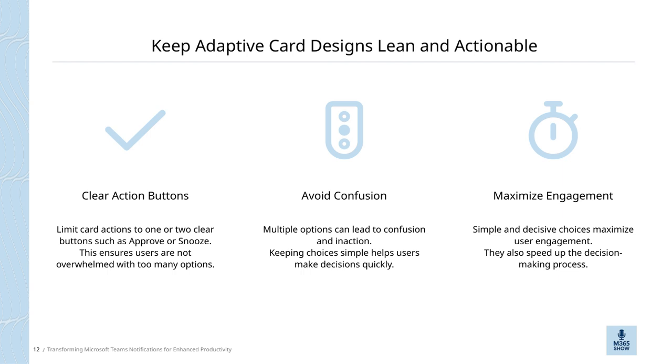Another point to remember is limiting card actions to just one or two clear buttons, like approve or snooze. Too many options can be overwhelming, so focusing on a couple of clear actions ensures users aren't bombarded and can easily decide what to do next. And finally, when designing these adaptive cards, keeping them lean and actionable is essential. A clean, focused design helps users quickly understand what's needed and act accordingly. All these elements together create a more effective notification experience, simpler, faster, and more engaging for everyone.